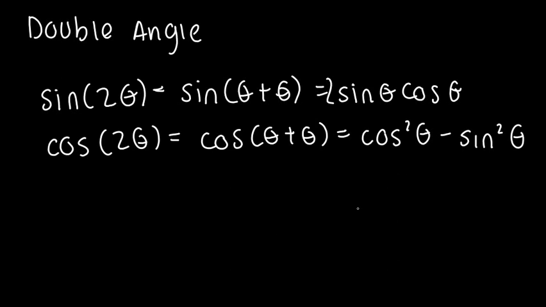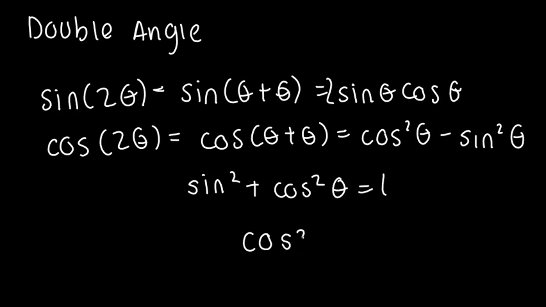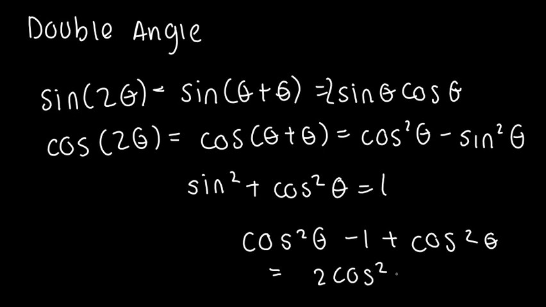You can also say that as sine squared theta plus cosine squared theta is equal to 1, that means that sine squared theta is equal to 1 minus cosine squared theta. So that means that cosine 2 theta is equal to cosine squared theta minus 1 plus cosine squared theta, which means that it's equal to 2 cosine squared theta minus 1. And if you were to do it the opposite way, that is cosine squared theta is equal to 1 minus sine squared theta, you would get that it's equal to 1 minus 2 sine squared theta. So these are the three main forms of the double angle formula of cosine of 2 theta.